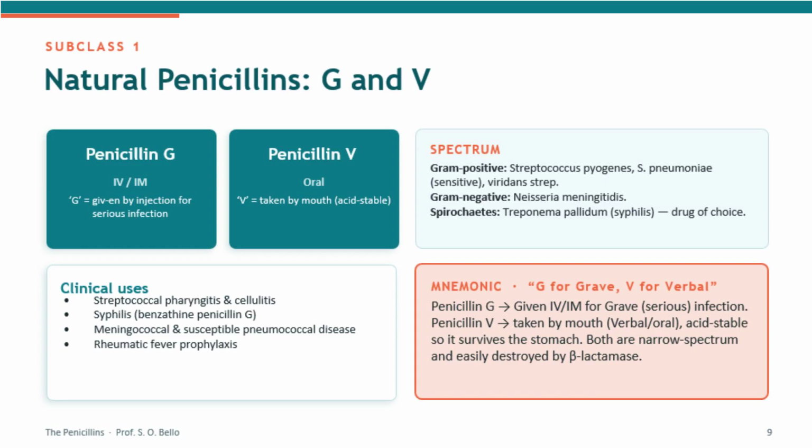So clinically you'll reach for them in streptococcal sore throat and cellulitis, in syphilis using long-acting benzathine penicillin G, in meningococcal disease, and for rheumatic fever prophylaxis. Their weakness is that they're easily destroyed by beta-lactamases. To remember the routes, I use G for grave, V for verbal. Penicillin G is given by injection for grave, serious infection, while penicillin V is verbal, meaning taken by mouth.